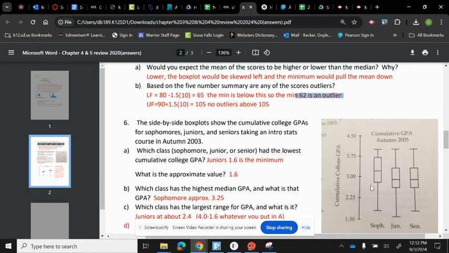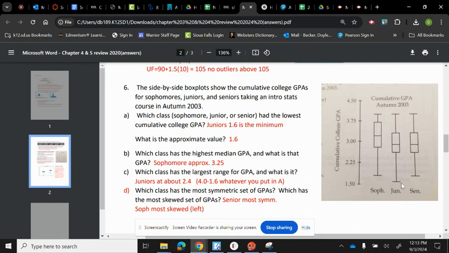Okay, again, here's a comparison. Which class, sophomore, junior, senior, has the lowest cumulative college GPA? So lowest is this number here. It's the lowest minimum, so juniors, and it looks like about 1.6. Now, if you estimate that at like 1.55 or something like that, as long as it's above 1.5 and still obviously not getting up in the 2 range or anything, I would give you that answer.